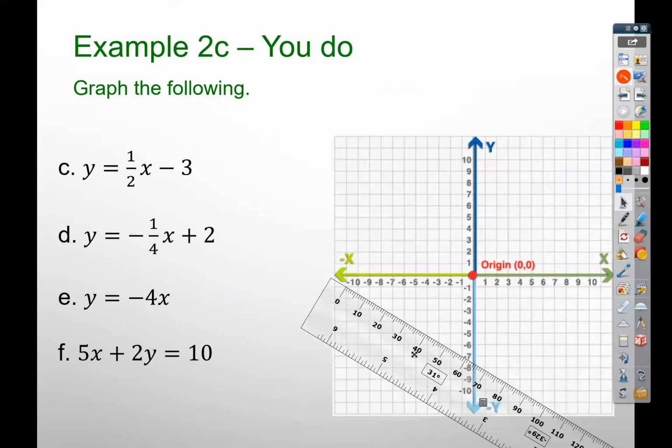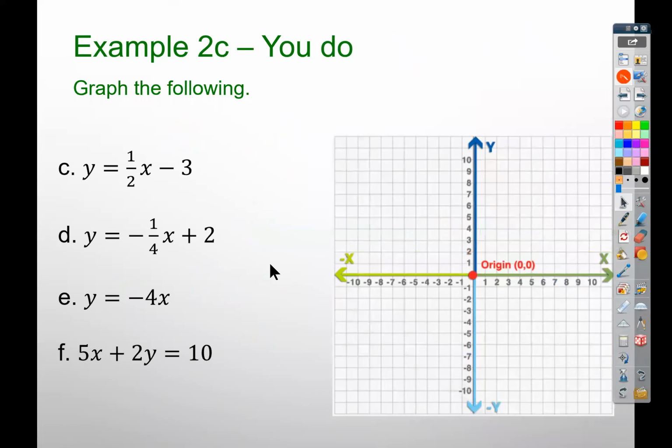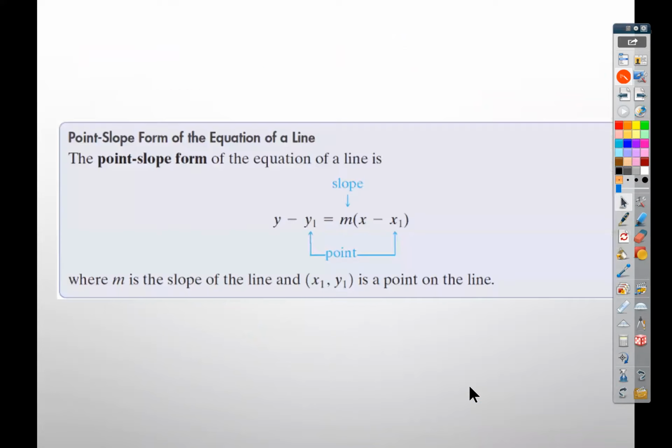Okay, I've got to get this ruler out of here. There we go. Okay, so you go ahead and do these. Pause the video. All right, let me know if you need any help with those.